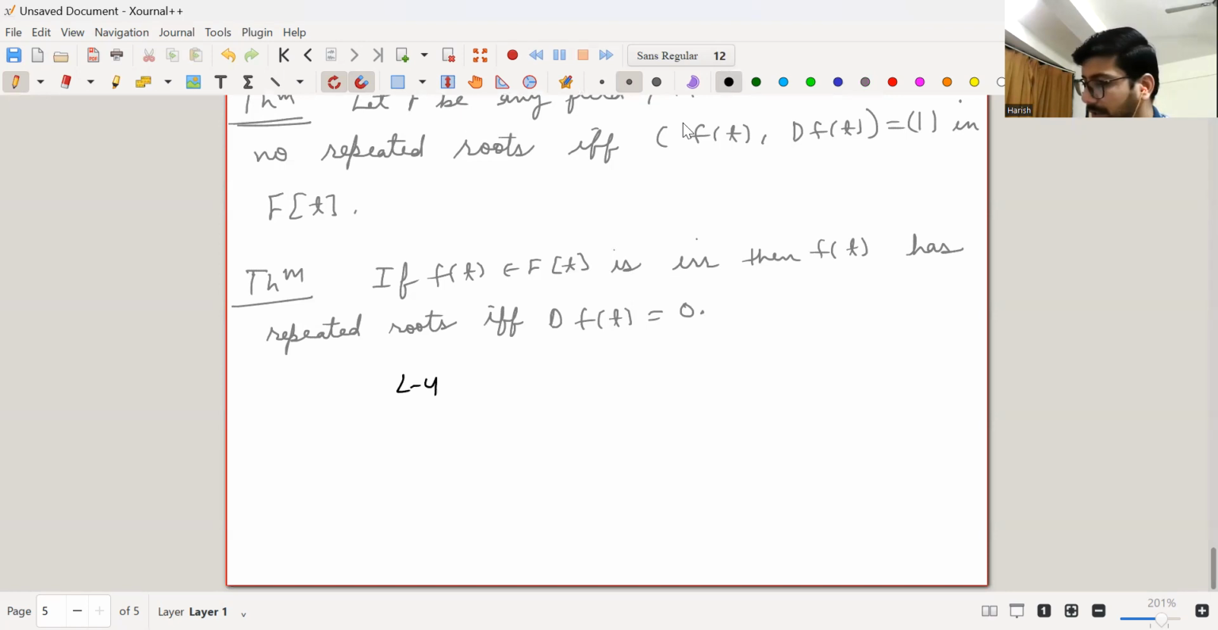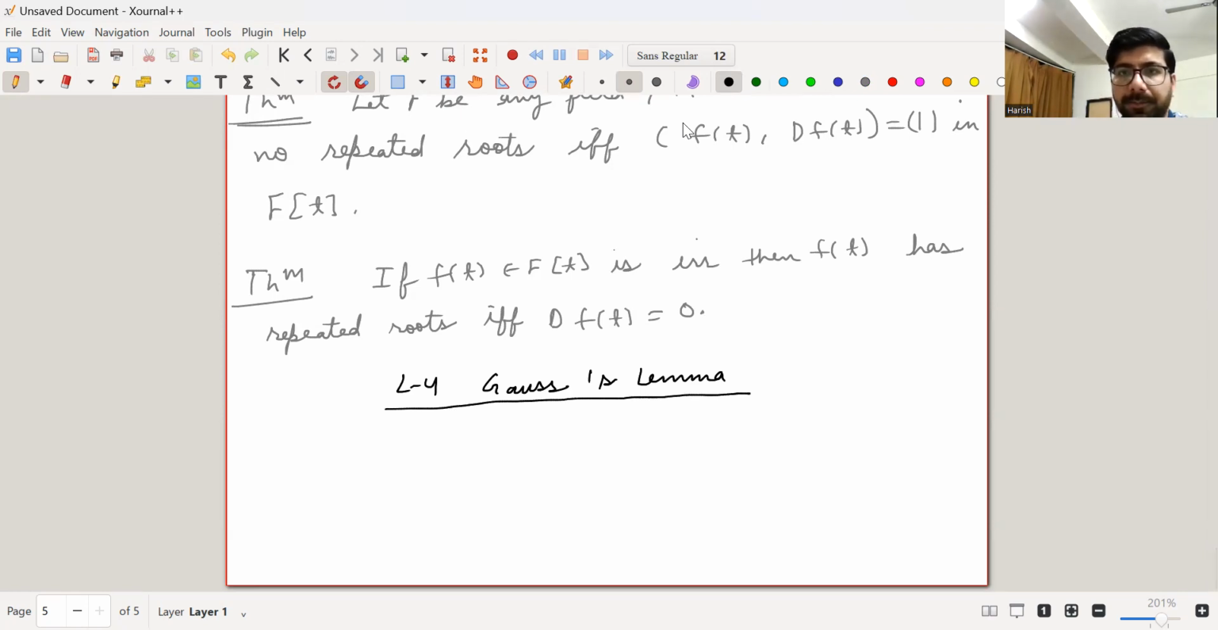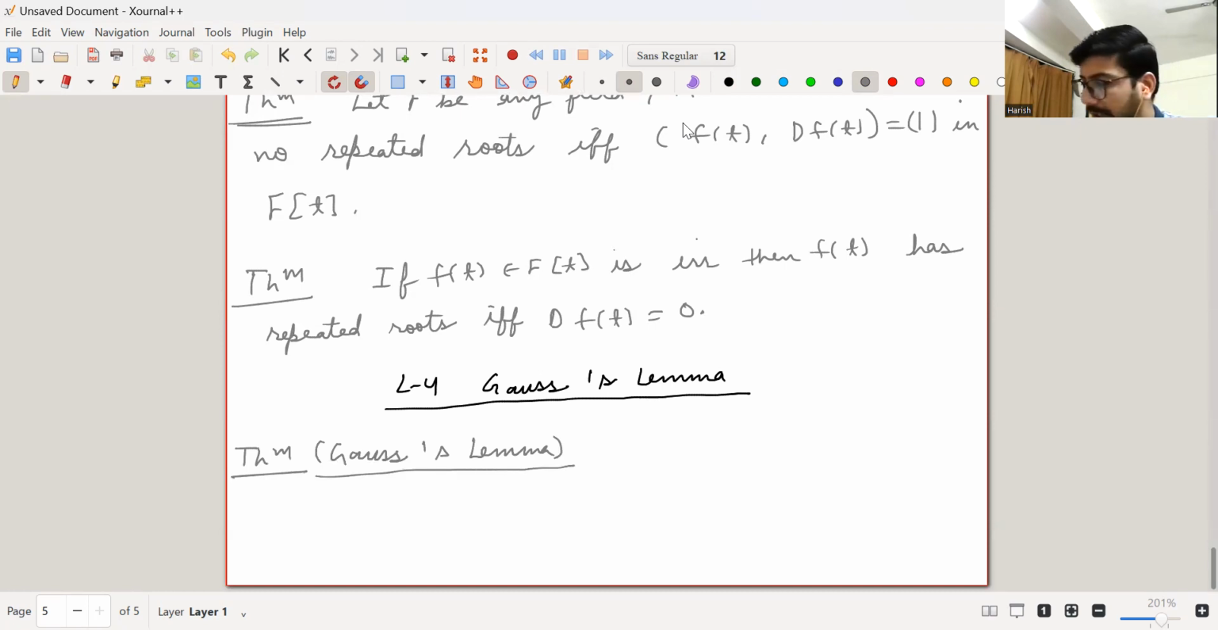So let me just quickly say what is in lecture 4. There was only one lemma that was discussed in lecture 4, so let me just quickly recall it. Lecture 4 is on Gauss's lemma. What Gauss's lemma says is, if you can factorize something inside Q[t], then you can also factorize it inside Z[t].